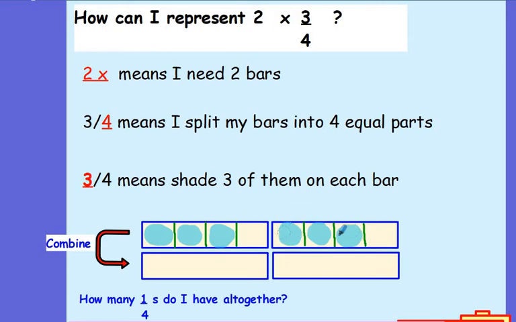So we've now got 2 lots of 3/4. I'm now going to combine that together to give me my answer, to tell me how many lots of quarters I've got all together.